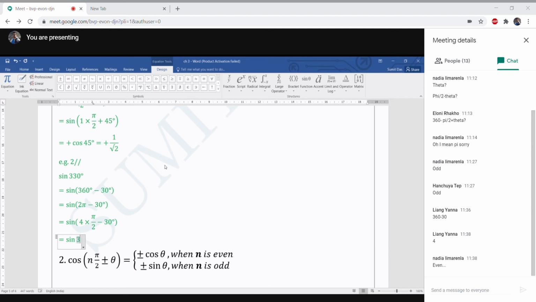Theta means 30 degree. Don't care about this minus. Inside the bracket, whatever minus or plus, it doesn't matter. What matters is the coefficient of pi by 2, whether it is odd or even, and which quadrant these are falling. Now let me know, in which quadrant is this 330 degree falling? First quadrant, second quadrant, third quadrant?